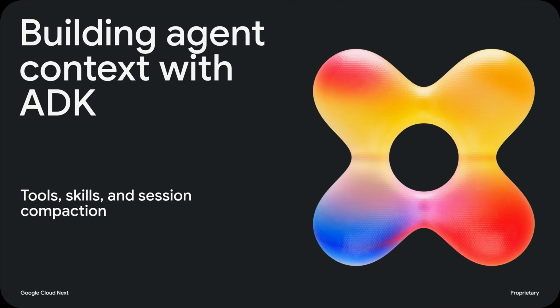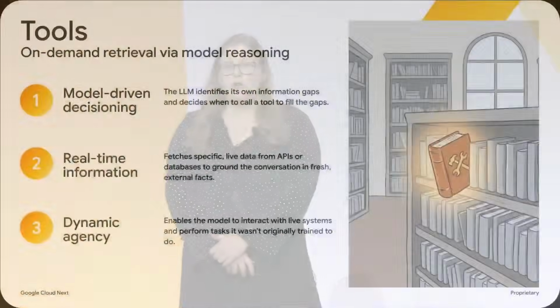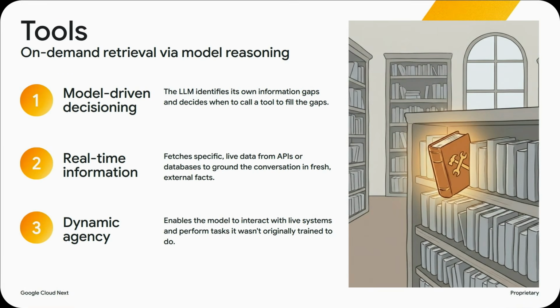So now that George has introduced what context is, why it's important, and why it's complicated to actually build, let's discuss some strategies for dynamically building this context window. Because ultimately, you want only the context that's necessary to answer this specific question for this specific user at this specific point in time. So we'll cover 3 different strategies to dynamically manage your context window, including tools, skills, and session compaction.